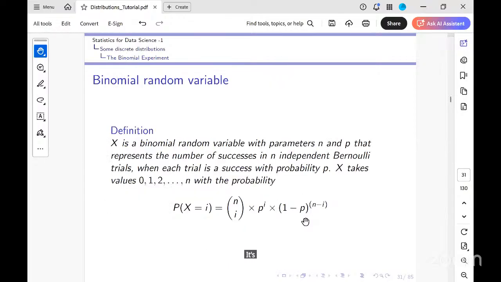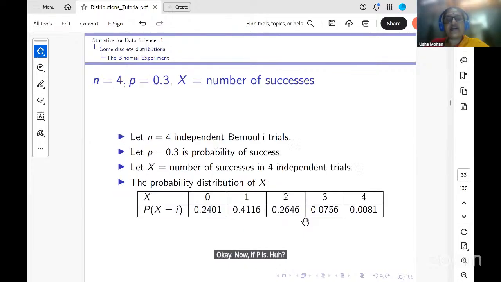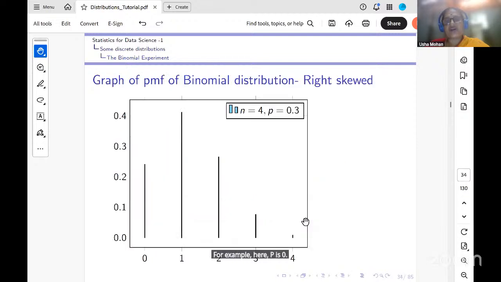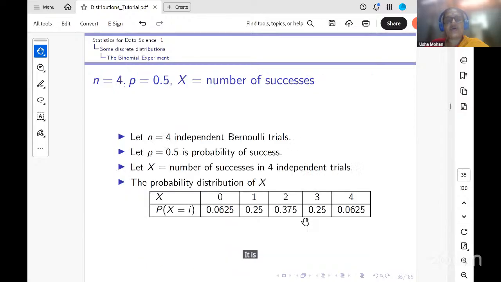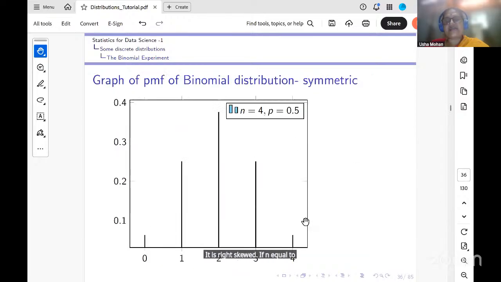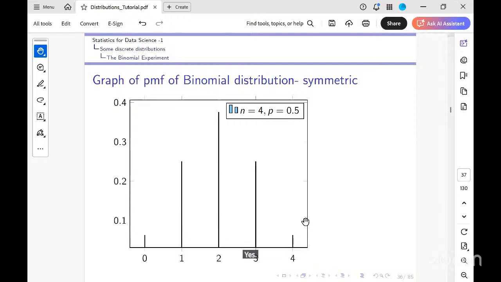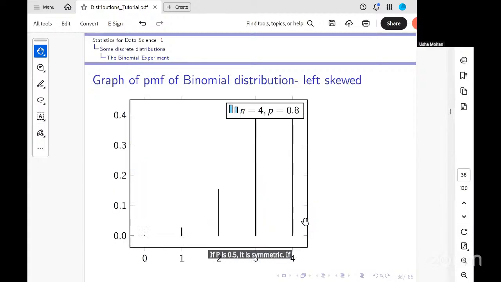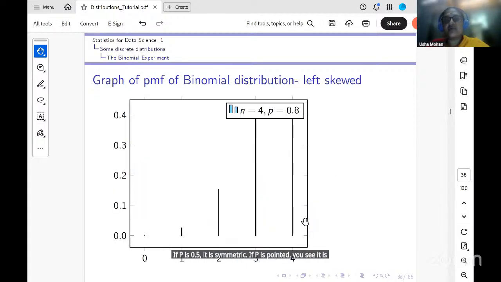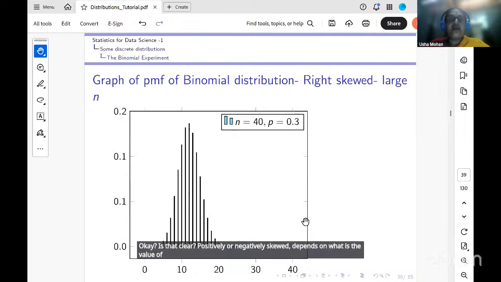Now, if P is half, then you have a symmetric distribution. For example, here P is 0.3 and n equal to 4. You see it is not symmetric, it is right skewed. If P is 0.5, it is symmetric. If P is 0.8, you see it is left skewed. Positively or negatively skewed depends on the value of your P.